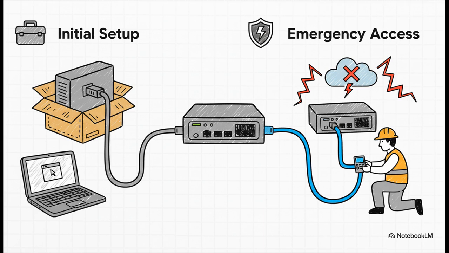And this is why that console port is so absolutely essential. It really plays two major roles. First, there's the whole initial setup phase. You've got a device fresh out of the box, right? There is no network connection yet, so this physical link is literally the only way in to give it its first set of instructions. Then you've got the emergency access side of things. This is your safety net. If the network goes down and you lose all your remote access, you can always just walk up to the device, plug in, and fix whatever's wrong.